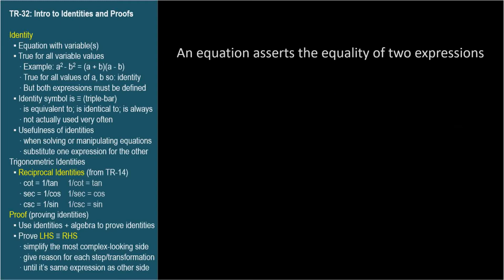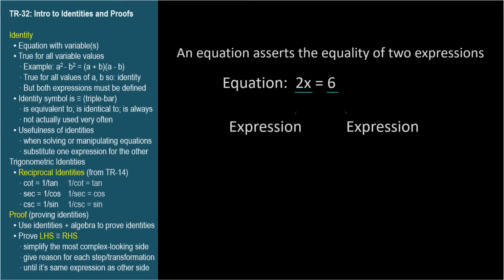For example, 2x equals 6 is an equation with a variable x. Solving an equation means finding the values for the variables that make the equation true. The solution to 2x equals 6 is x equals 3, because 2 times 3 is 6. Some equations, like this one, are true only for certain variable values, and some equations are true no matter what value is assigned to the variables.